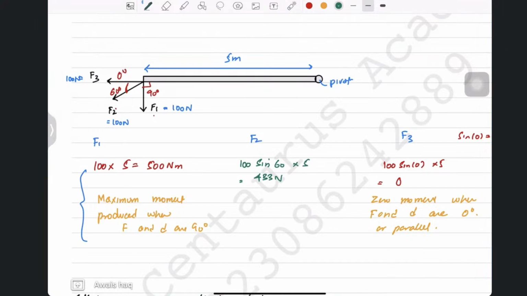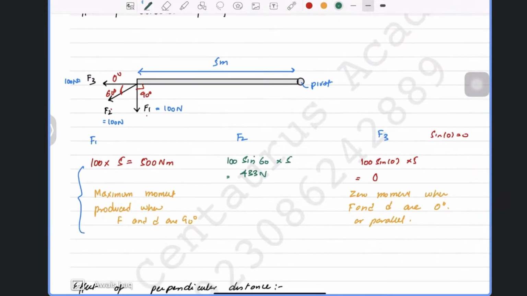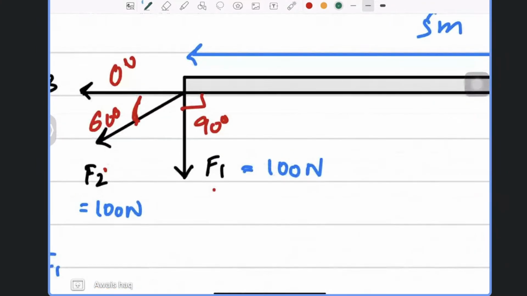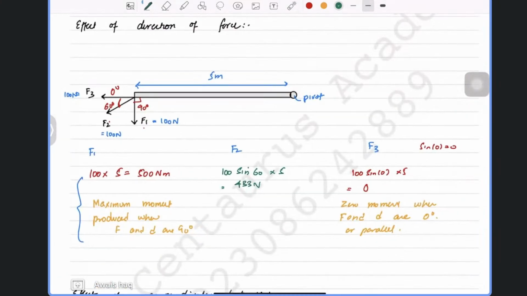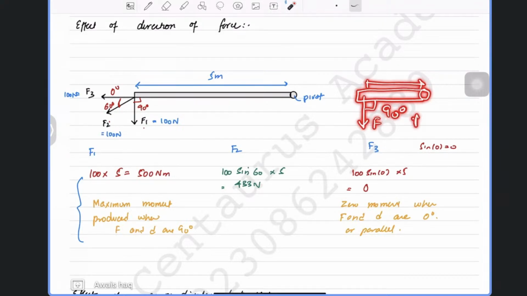Please explain this part again. Okay. What I'm saying is that no matter what, if you have a pivot, and the force and the distance are 90 degrees, you get maximum moment, as you can see from this answer as well. Do you understand?